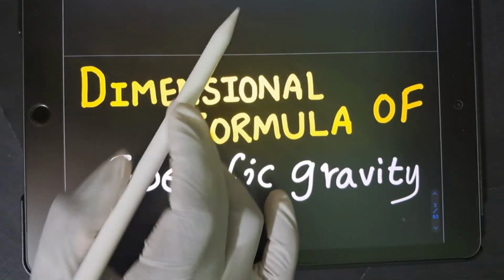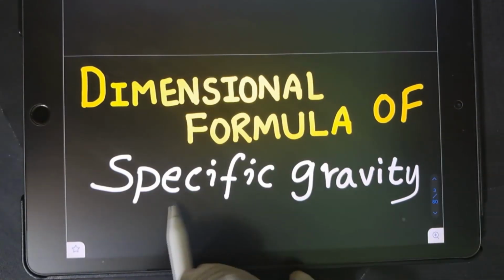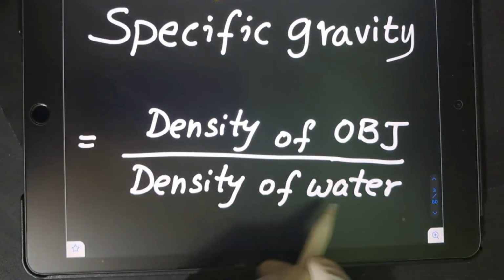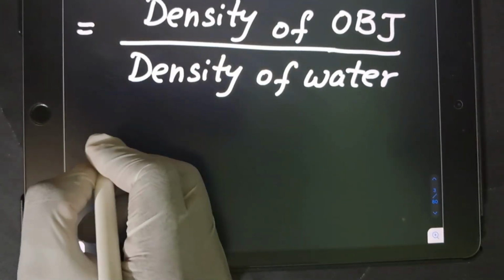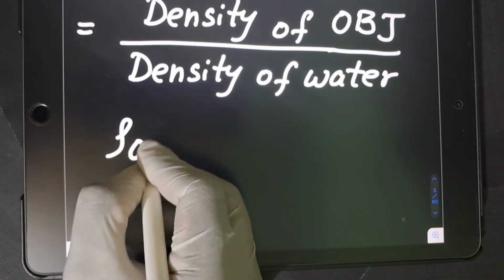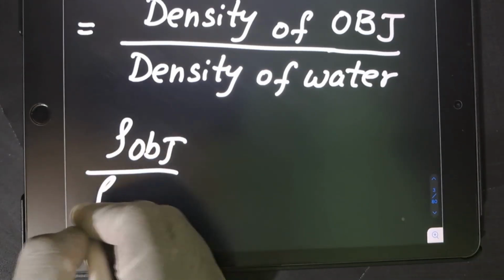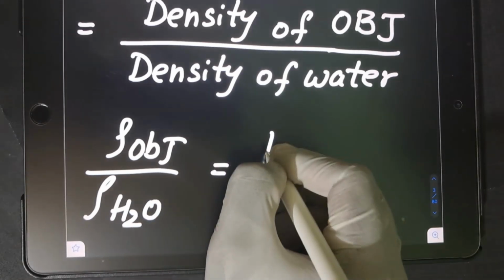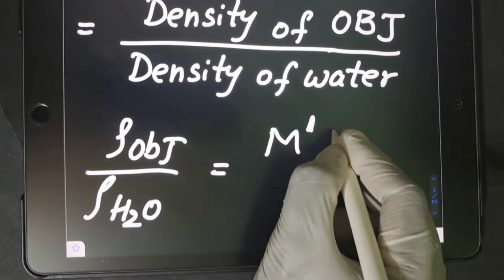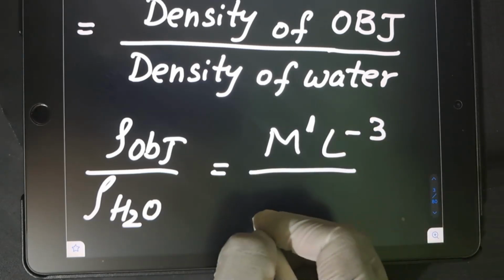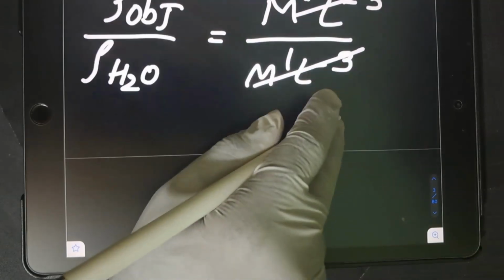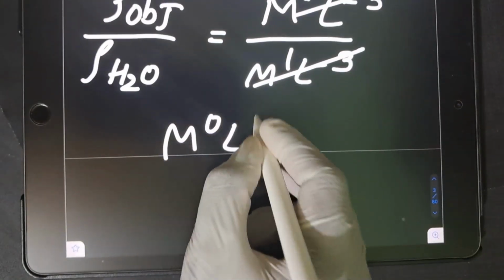To find the dimensional formula of specific gravity. Specific gravity is equal to density of object by density of water. Density is denoted by rho. Rho of object by rho of water. The dimensional formula of density is M power 1 L power minus 3. Same here also, M power 1 L power minus 3. On cancellation, we get M power 0 L power 0 T power 0.